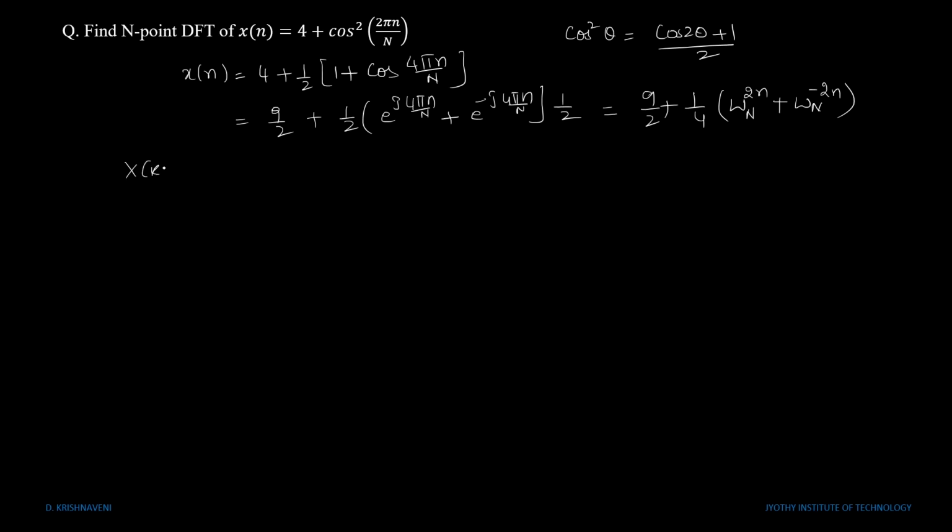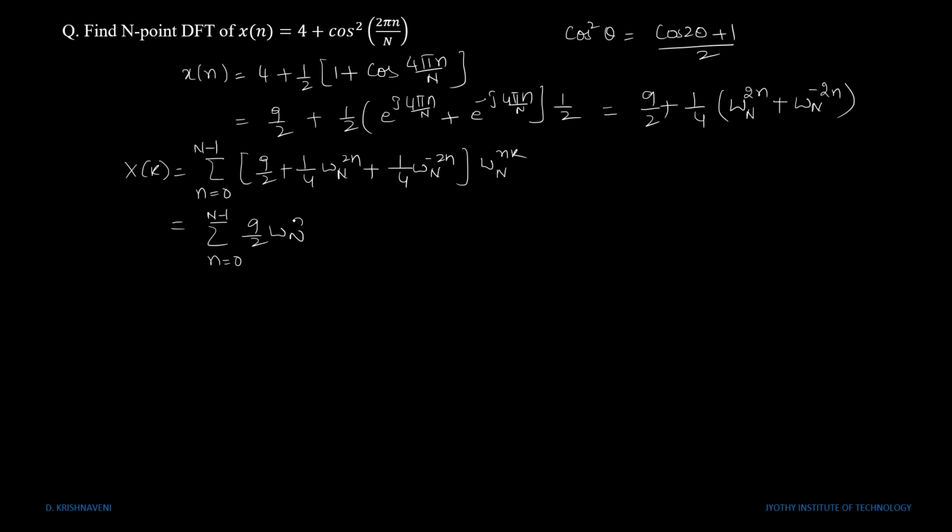So now apply the formula to find the DFT. Summation n equal to 0 to N minus 1 of 9 by 2 plus 1 by 4 W_N to the power of 2n plus 1 by 4 W_N to the power of minus 2n, times W_N to the power of nk. We will multiply and then split the summations. So we'll have 9 by 2 W_N to the power of nk plus 1 by 4 summation n equal to 0 to N minus 1 W_N to the power of n into (k plus 2), I'll take n common, and 1 by 4 summation n equal to 0 to N minus 1 W_N to the power of n into (k minus 2). For this next term I have taken n common, so k minus 2.